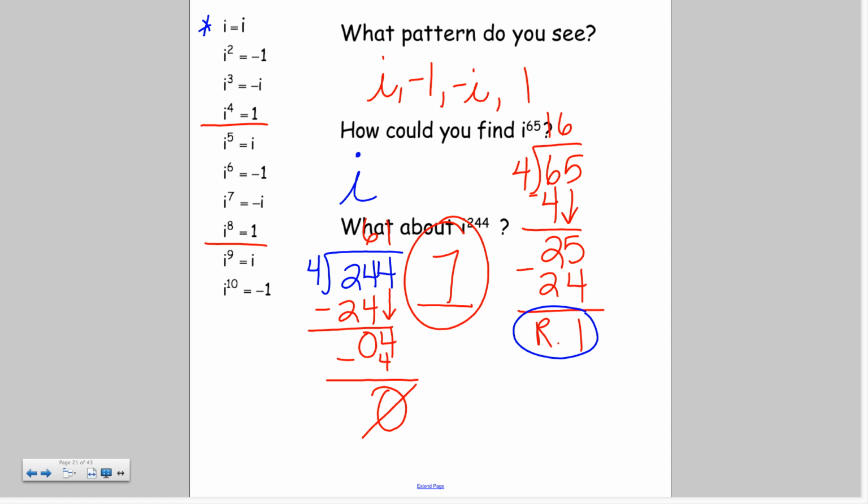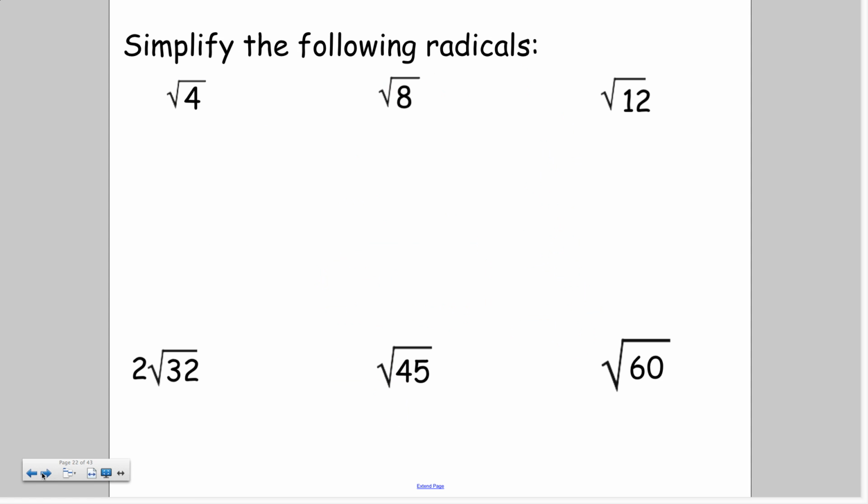Alright, if you look down at the bottom of page 10, we're going to take a step back and visit some stuff from the past couple of years in math. If we were simplifying these radicals, now this is the part where you do not need a calculator out. This is old school handwriting.